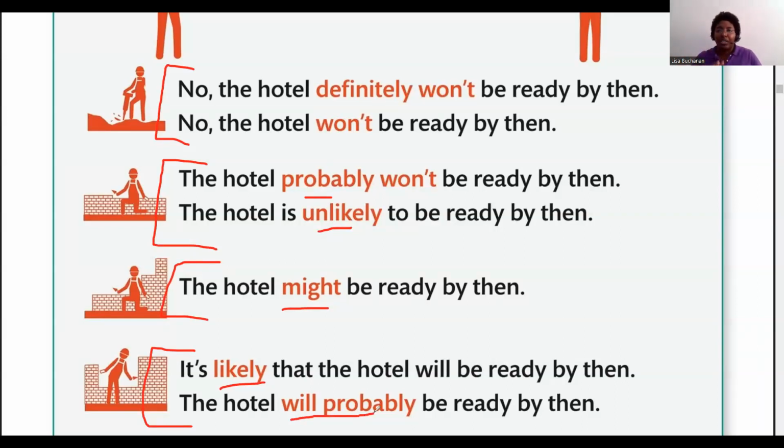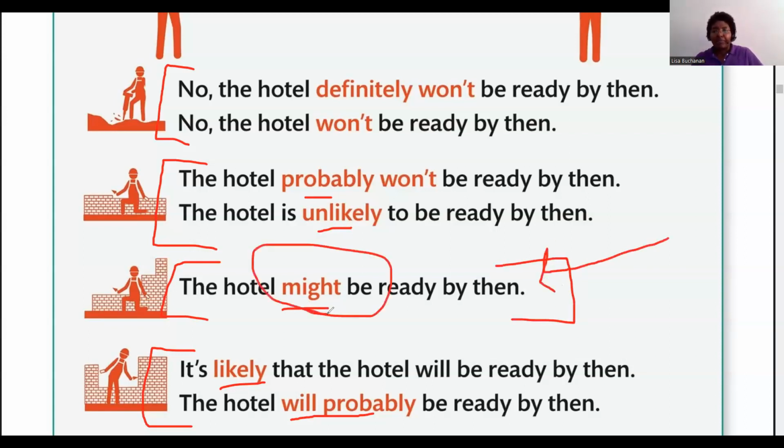So you have to use the right phrase. If you use the wrong one, you can cause confusion. For example, what if you weren't paying attention and you said, will the hotel be ready? And the person said to you, the hotel might be ready by then. And you said, okay. Then you come back and you say, why isn't the hotel ready? The person will say, sir or ma'am, I said might. I said might. So you have to be careful when you hear these degrees of likelihood. Make sure that you're paying very good attention.